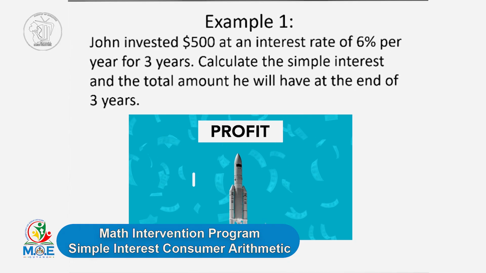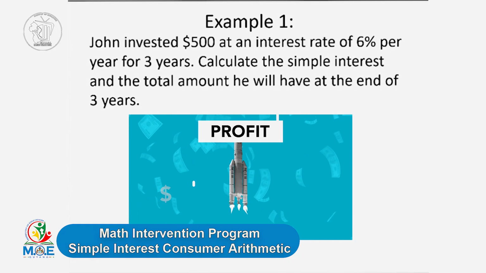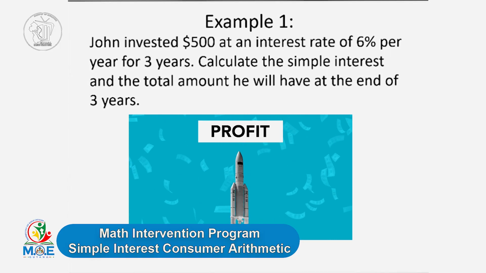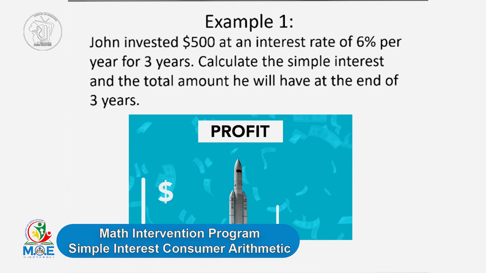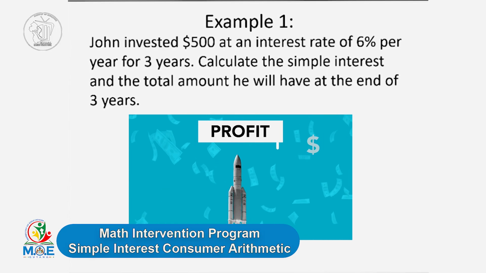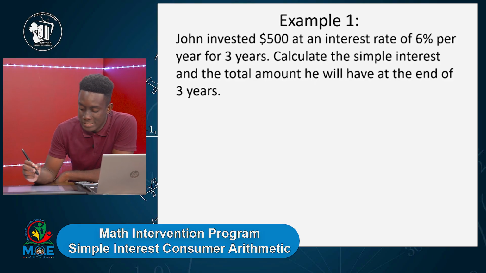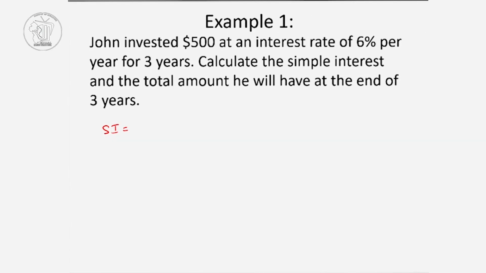This example says, John invested $500 at an interest rate of 6% per year for 3 years. Sometimes you may see per year or per annum, they both mean the same thing. So calculate the simple interest and the total amount he will have at the end of 3 years. So we want to find the simple interest. We see simple interest is equal to PRT over 100.